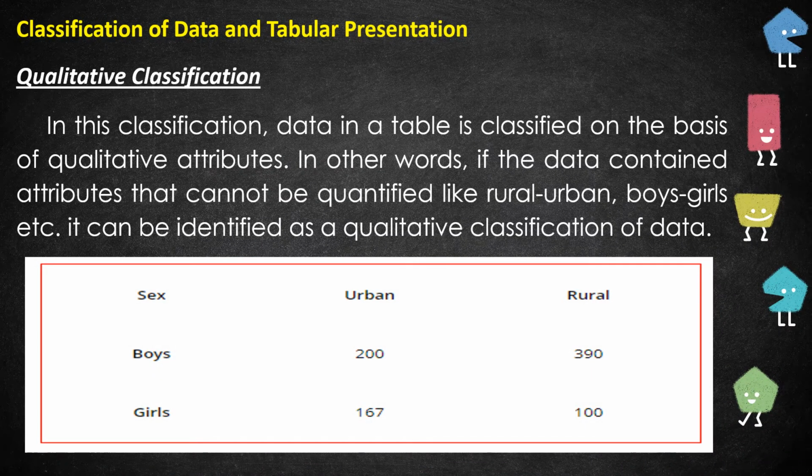Classification of data in tabular presentation. We have qualitative classification. Data in a table is classified on the basis of qualitative attributes. In other words, if the data contain attributes that cannot be quantified, like rural, urban, boys, girls, and others, it can be identified as a qualitative classification of data. Based on what we have here.